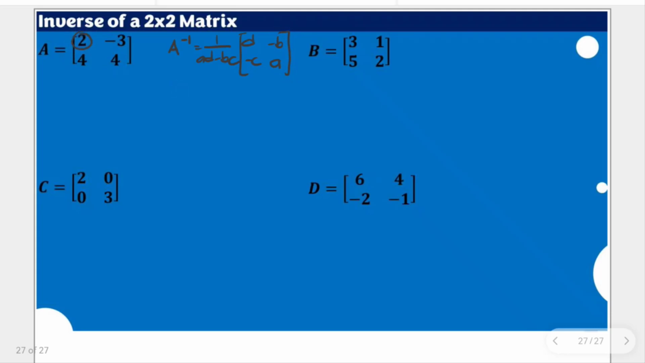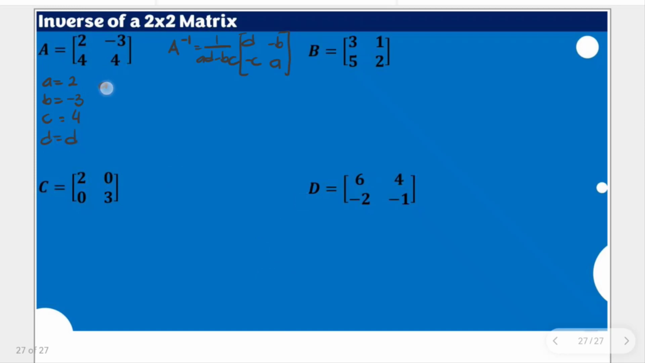where A is the first entry, B is the second on the same row, C is the first entry of the second row, and D is the last entry. So again, let's start with A. A is 2, B is negative 3, C is equal to 4, and D is equal to 4.